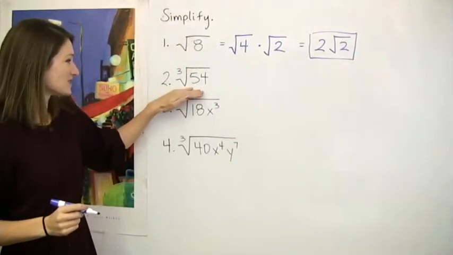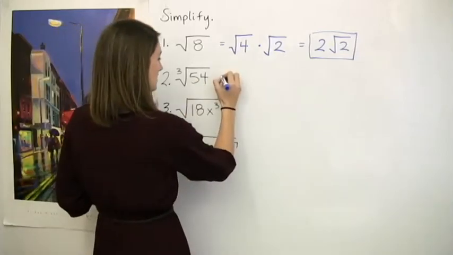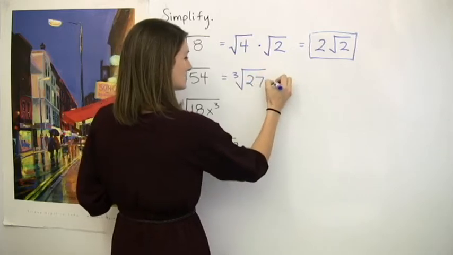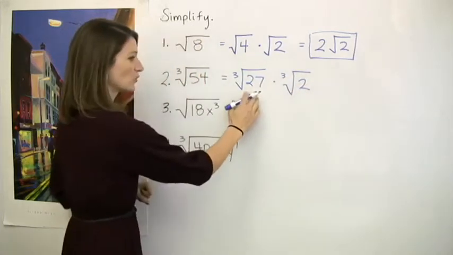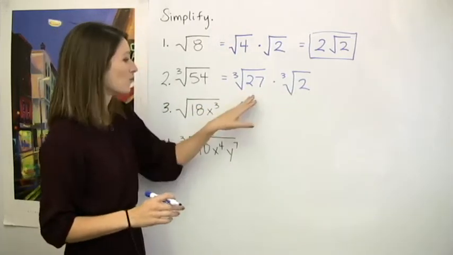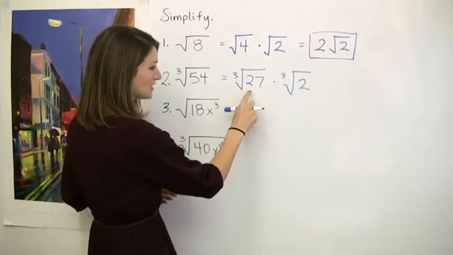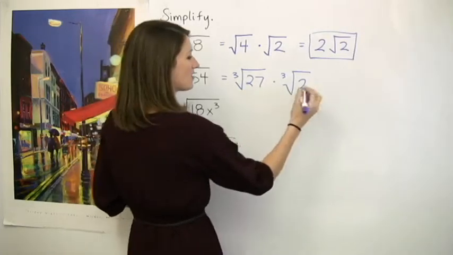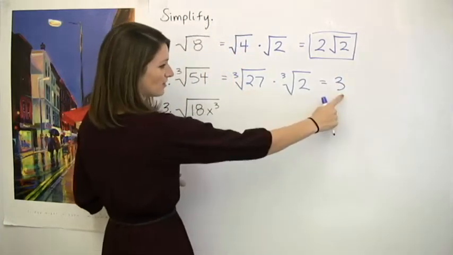So the second problem is the cube root of 54. Now let's rewrite this as the cube root of 27 times the cube root of 2, because we know that 27 times 2 is 54, so these are a couple factors. And we also know that 27 is a perfect cube, because we can do 3 times 3 times 3 to get 27. So we can simplify this further and make the cube root of 27 equal to 3.